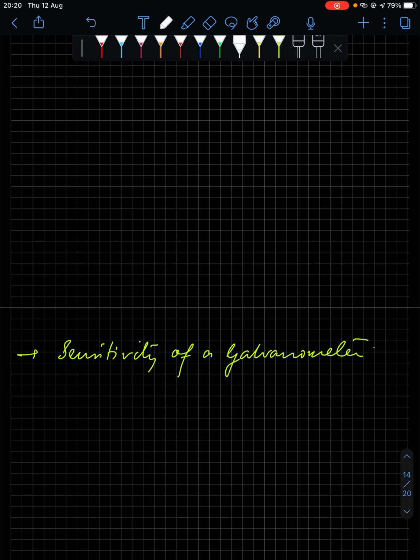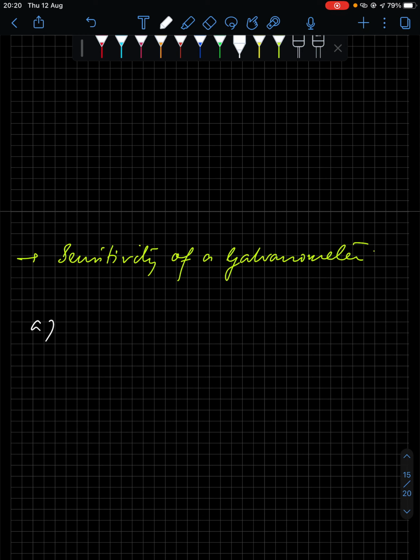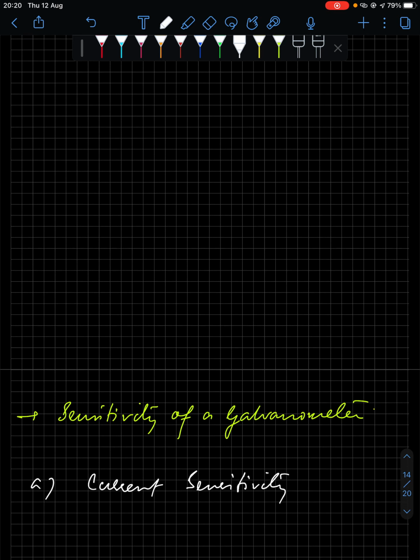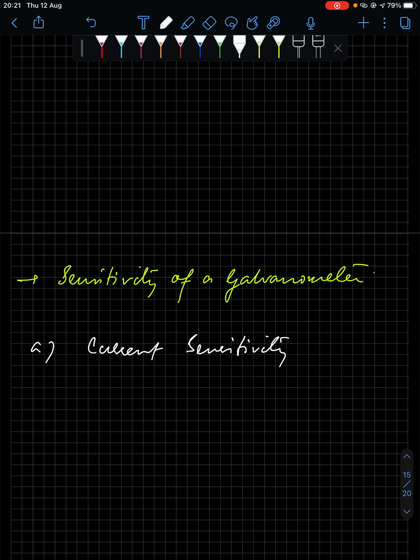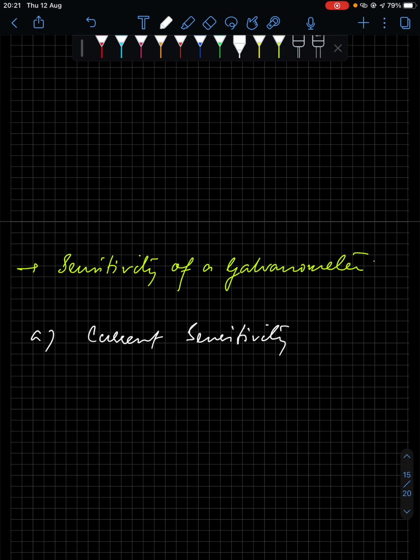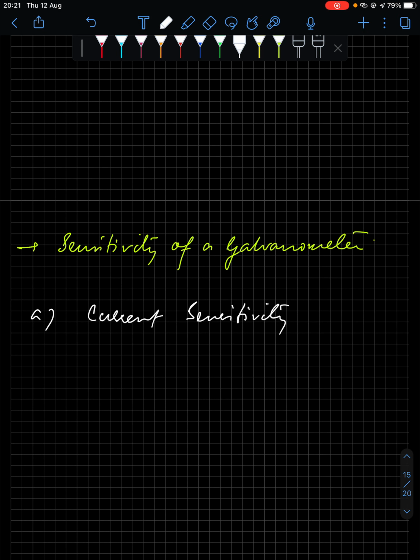Now we have certain things called sensitivity of a galvanometer. First we come to current sensitivity. You have to do one thing regarding this galvanometer, the construction and working. The things that we have discussed here have to be written, and you need to take the help of your book, because I am doing the mathematics only. The definitions of current sensitivity and voltage sensitivity, you write from your book.